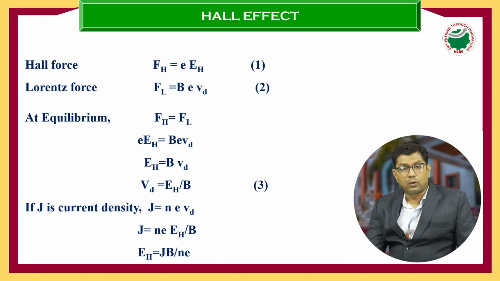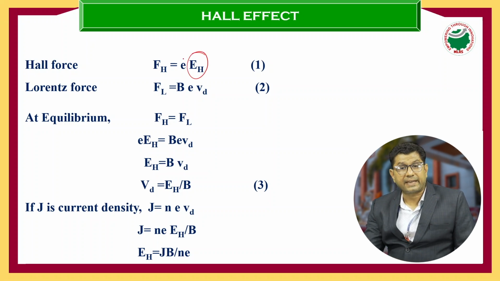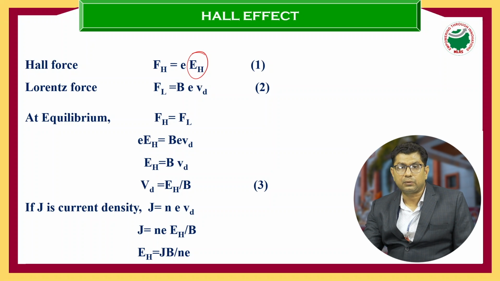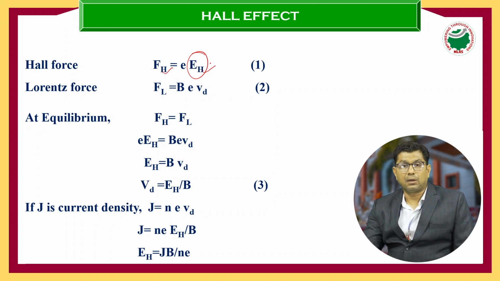When a voltage is there, an electric field is indirectly created. That developed electric field, assume it as EH. The force experienced by an electron due to the electric field is F equals e into E. Here this field was discovered by Edwin Hall, that's why, to honor him, we represent it as FH. FH equals e into EH.